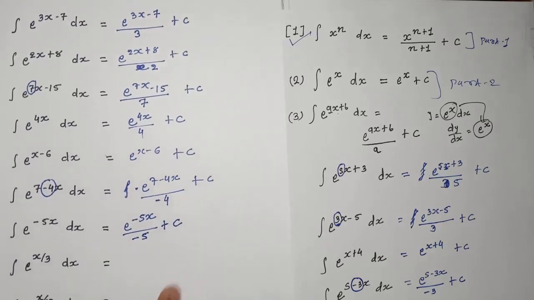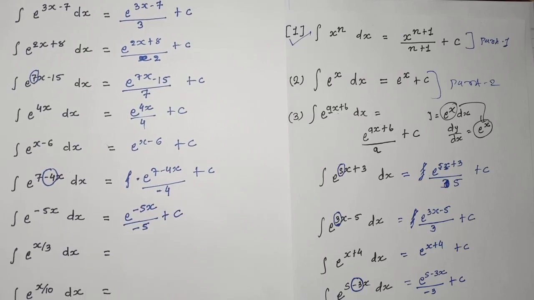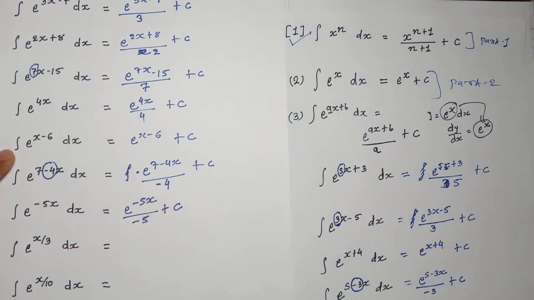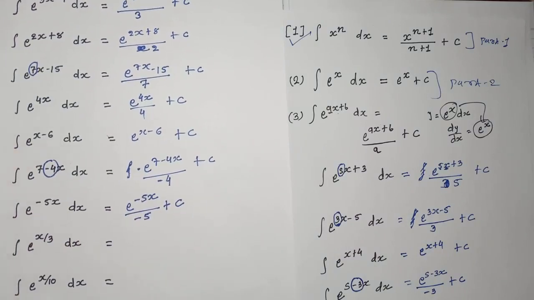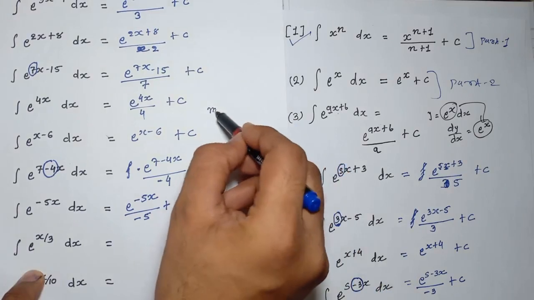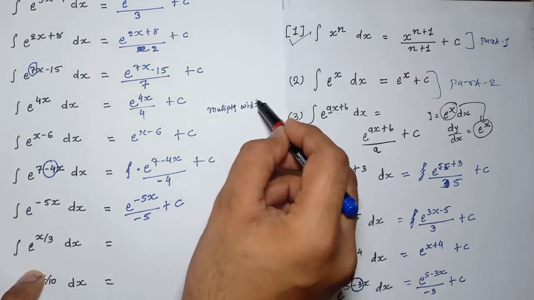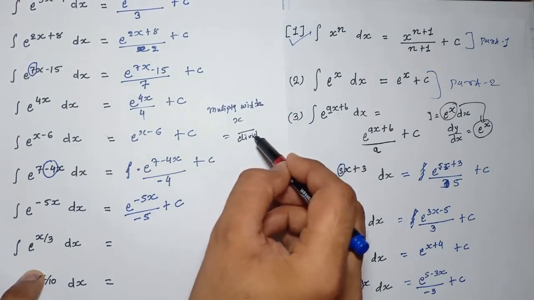Then e raised to x divided by 3, now it is different, and e raised to x divided by 10. Here we solve where a number is multiplied by x; in that case we take it in division. But here the number is dividing x. So what to do? Simple, do the opposite. If it is multiplied with x, then in the answer we give it an entry in division.